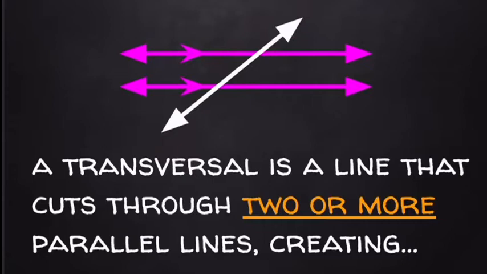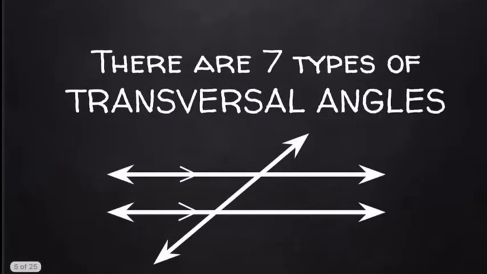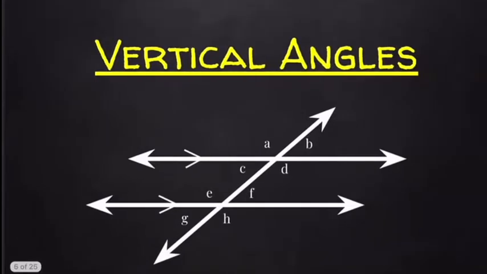When the transversal intersects or cuts through the parallel lines, they create transversal angles. Now, there are 7 types of transversal angles. So we are going to start with vertical angles. Now remember, these are the parallel lines.